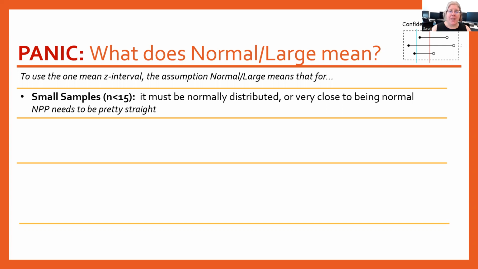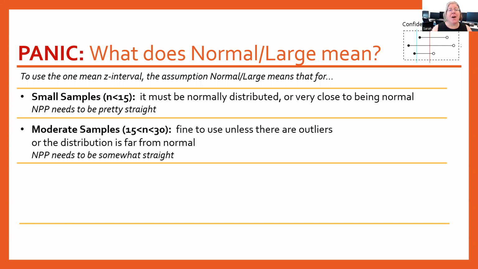Okay, if you're in a moderate sample size, say 15 to 30, you have a little more freedom there. So it's usually okay to use this one mean z interval process unless there are outliers or the distribution is far from normal. So if you make that normal probability plot and there's a lot of skew in there, then you're going to run into some issues. But it can be a little bit bumpy and it would still be okay to use this process.